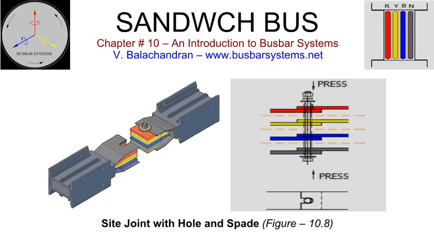One end of the conductor has a hole while the other end is shaped like a spade. At the site, the spade end meshes with the hole end and the joint is made. In this arrangement, the current gets transferred through one mating surface, conductor to conductor. The overlap is also significantly longer.